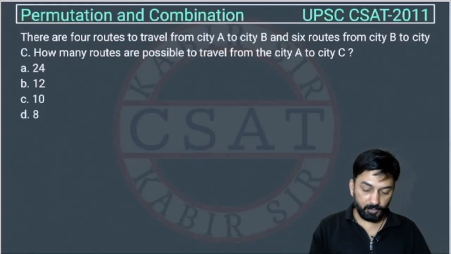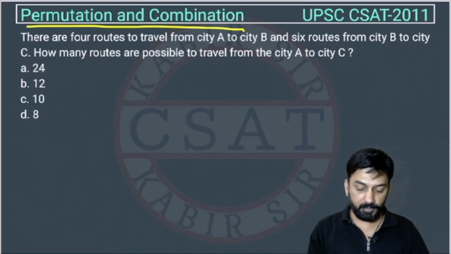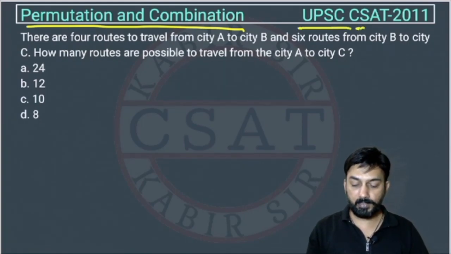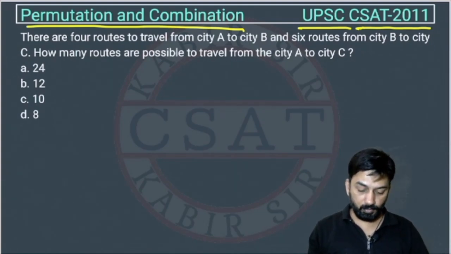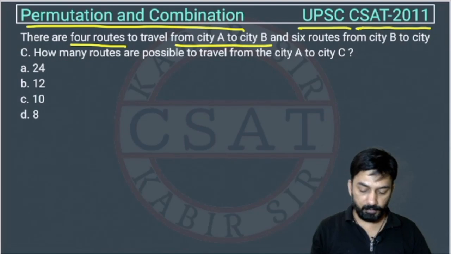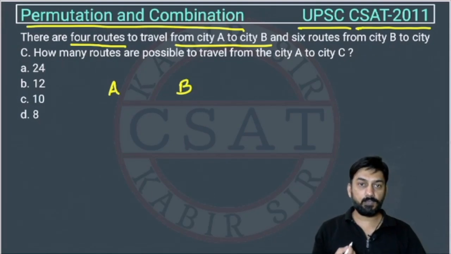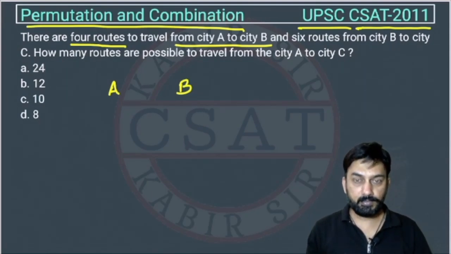So this is a permutation and combination question. It is taken from the permutation and combination chapter, asked by UPSC in the CSAT exam of 2011. This kind of question almost comes every year. There are 4 routes to travel from city A to city B. These route-type questions are normally asked by UPSC. If you look, every 2 or 3 years they will ask one such question, so the frequency is high.